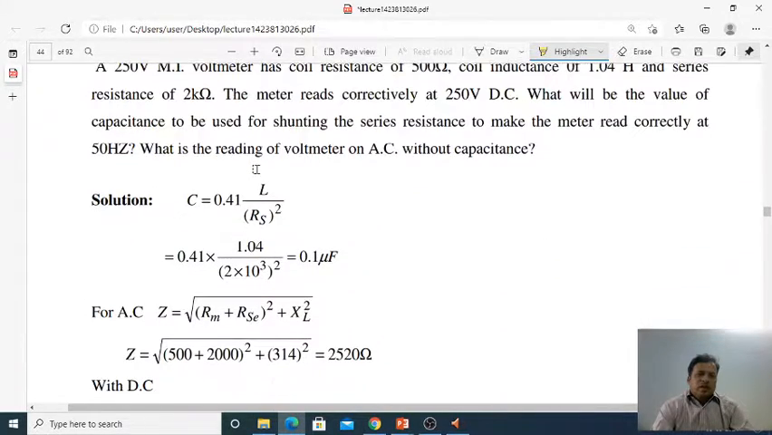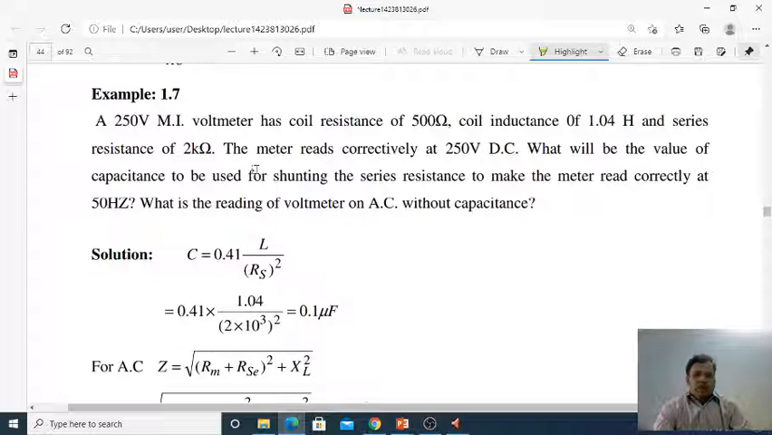Next, a 250 volt MI voltmeter has a coil resistance of 500 ohms, a coil inductance of 1.04 Henry and a series resistance of 2 kilo ohms. The meter reads correctly at 250 volt DC. What will be the value of capacitance to be used for shunting the series resistance to make the meter read correctly at 50 Hertz? What is the reading of the voltmeter on AC without capacitance?